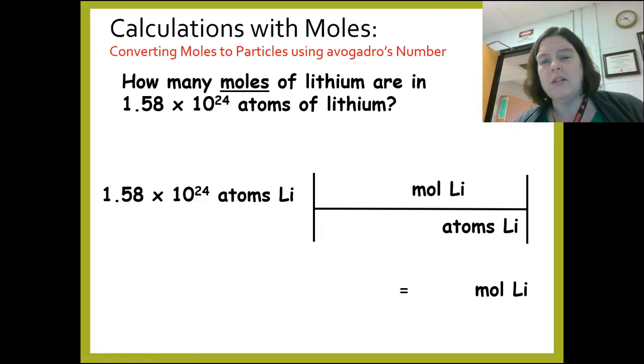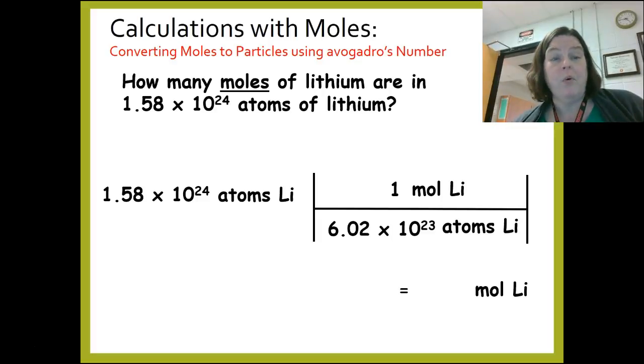So what number always goes with moles? Well, we'll think about that in just a second. What number always goes with atoms? What number always goes with particles? Yeah, 6.02 times 10 to the 23rd. And what number always goes with moles? 1. So now it's 1.58 times 10 to the 24th times 1.